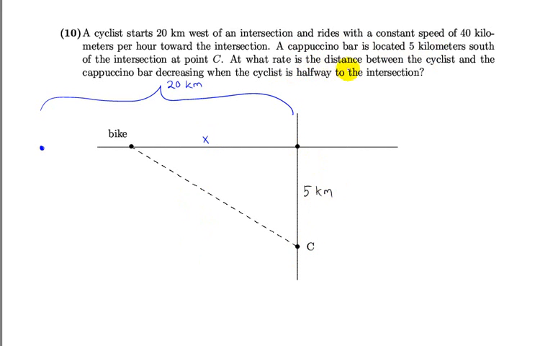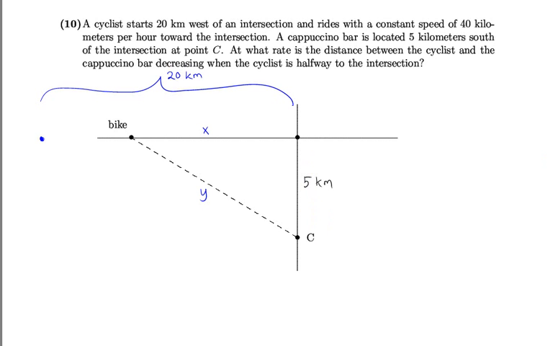At what rate is the distance between the cyclist and the cappuccino bar decreasing when the cyclist is halfway to the intersection? So let's say that the distance between the bike and the bar is y here. Okay, let's translate the problem into mathematical notation.